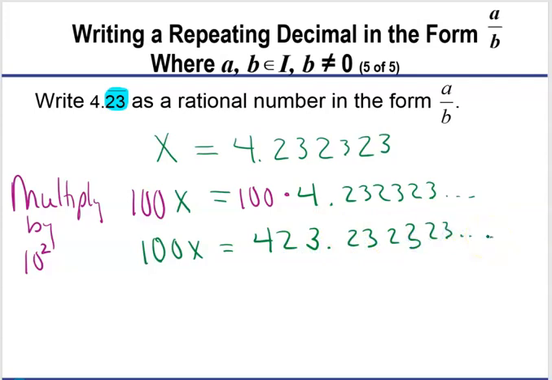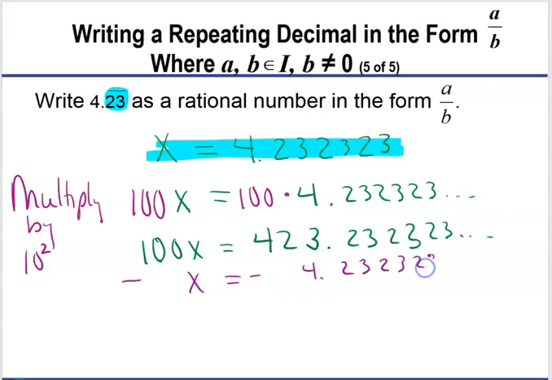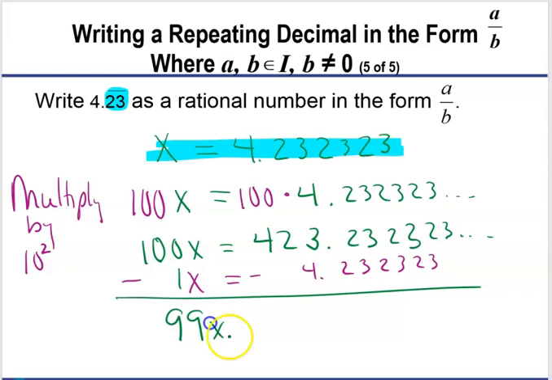Okay, now do you remember what we're supposed to do next? We're supposed to subtract the original equation. So I'm going to do minus x over here and minus 4.232323. Now let's subtract like we're supposed to do. Okay, so on the left we've got 100x minus 1x. Remember, there's an implied 1 right there. That's going to give me 99x.